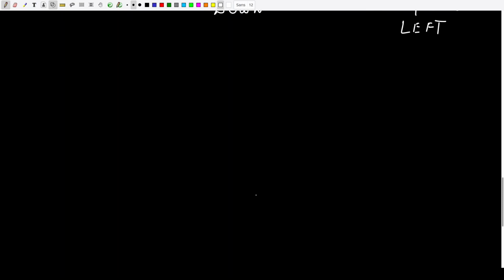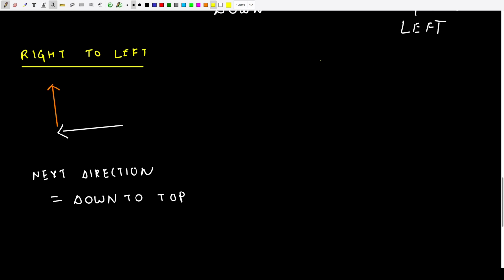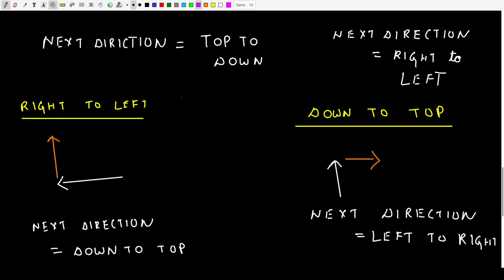Let us say our current direction is right to left. If our current direction is right to left, which is this direction, then the next direction will be down to top. Similarly, if our current direction is down to top, which is this direction, then the next direction will be left to right. So in this way, we will be able to determine our next direction when our current direction is given to us.